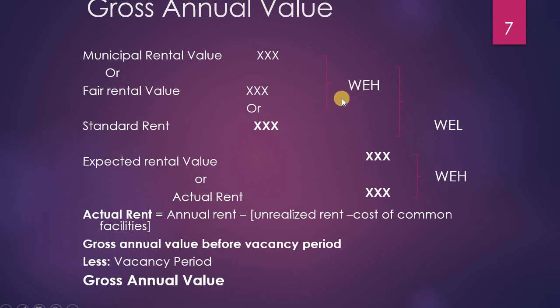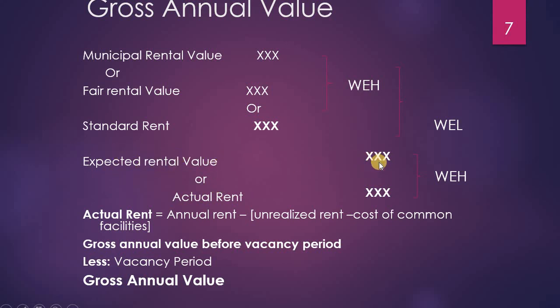Both values should be compared, and whichever is higher should be taken as the notional rent. From that notional rent, we have to compare the standard rent. Standard rent means it is fixed by the government standard, so this is the rent for this house. You have to take that rent and compare it with the notional rent, and whichever is less is your expected rental value. This is the rent that you expect from that house, the expected rental value.